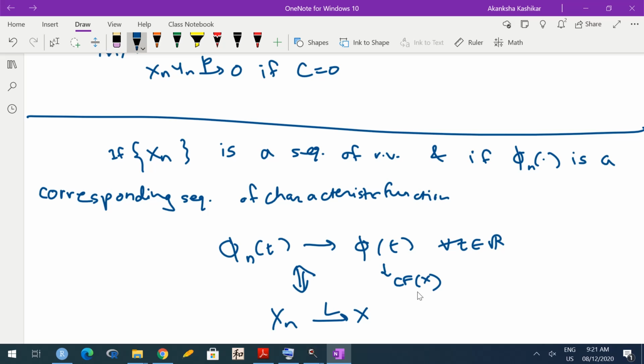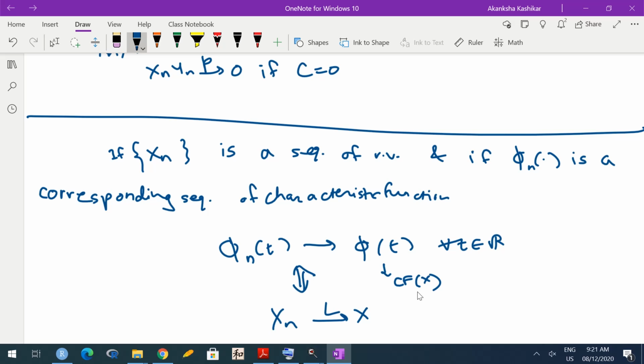This is going to be used quite a lot in the central limit theorem. We will try to prove that the sequence of characteristic functions converges to the characteristic function of the standard normal random variable, and hence we would conclude convergence in law to a normal random variable. So this is an important result.